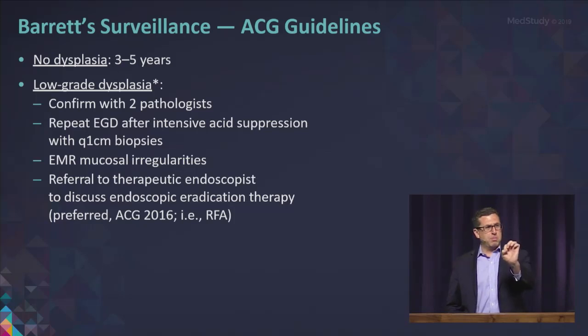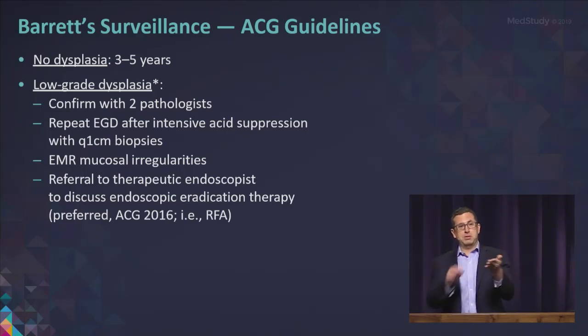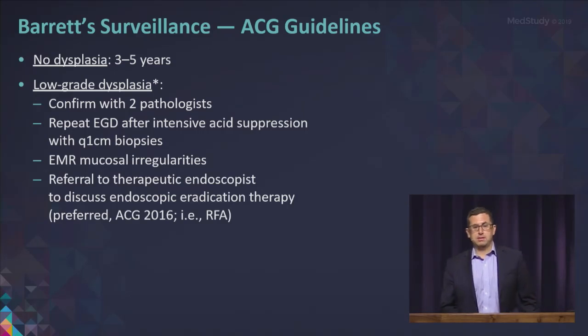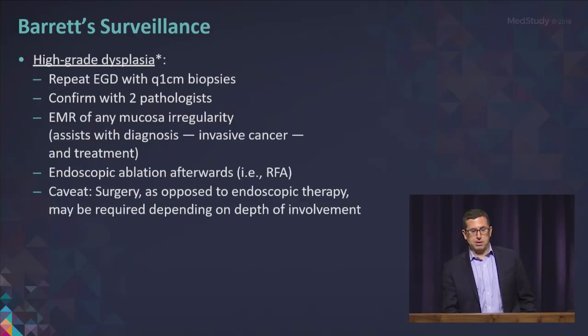If there are any lumps or bumps there, you want to take those off with endoscopic mucosal resection, because there could actually be cancer. You may just be biopsying the top that shows low-grade dysplasia, but if you actually remove the nodule, there could be cancer underneath. And then you really want to refer to a therapeutic endoscopist to actually ablate the rest of the Barrett's, generally with something called radiofrequency ablation. So that's the treatment for low-grade dysplasia.